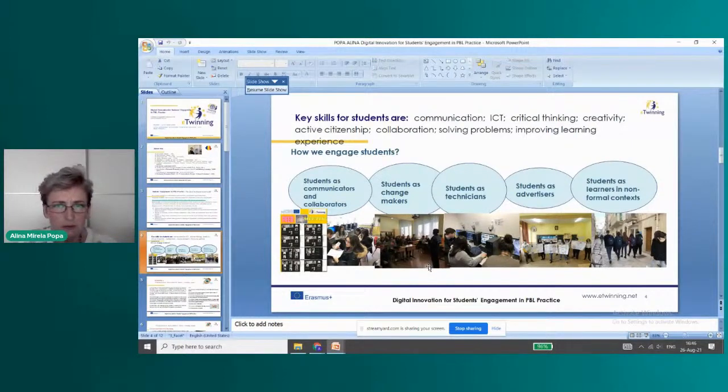Here is, in a short and schematic presentation, what skills we want to develop in students: communication, ICT skills, critical thinking, creativity, active citizenship, this is very important, collaboration, of course, solving problems and improving learning experience. Students can be communicators and collaborators.